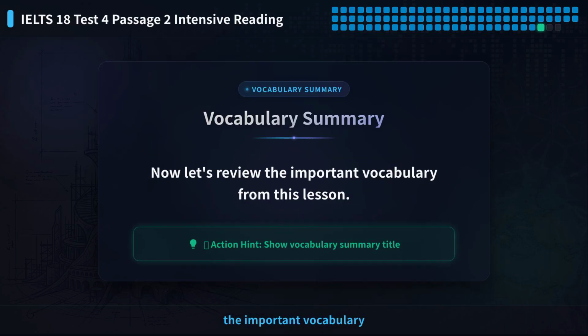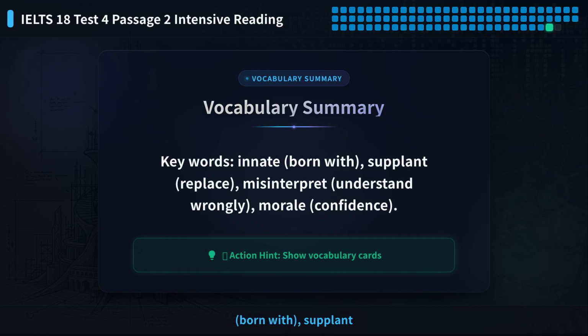Now let's review the important vocabulary from this lesson. Keywords: innate, born with, supplant, replace, misinterpret, understand wrongly, morale, confidence.